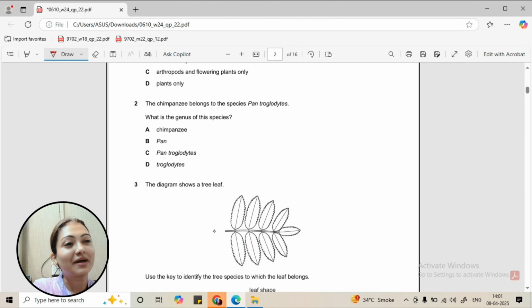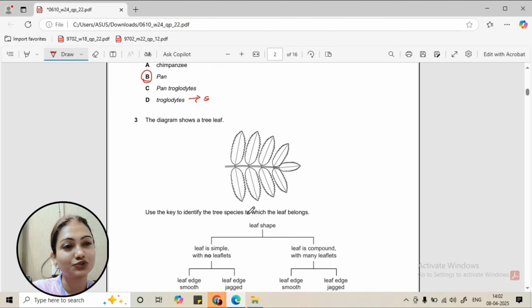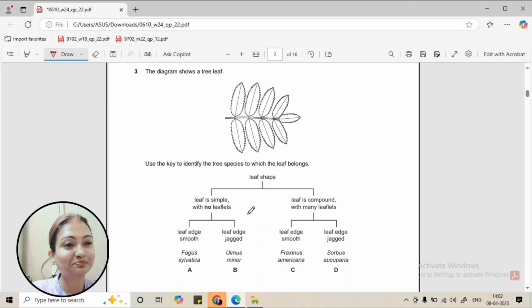Second question, the chimpanzee belongs to the species Pan troglodytes. What is the genus of this species? This is the genus and this is the species as per the binomial system. So option A is chimpanzee, B is Pan, C is Pan troglodytes and D is troglodytes. This is just the species, this is the entire name. So this would be option B.